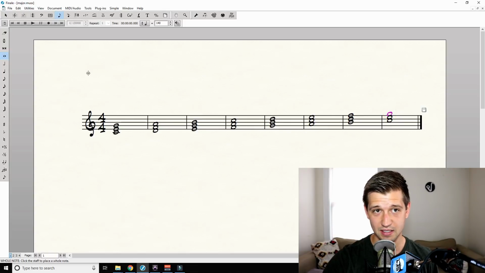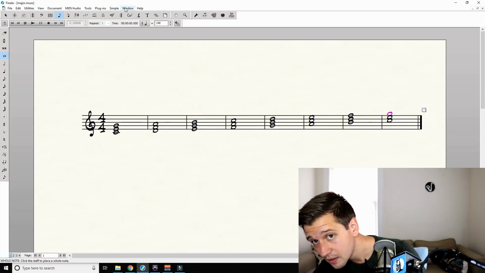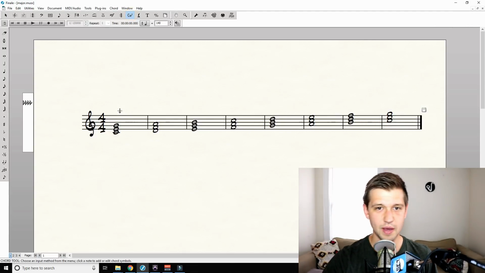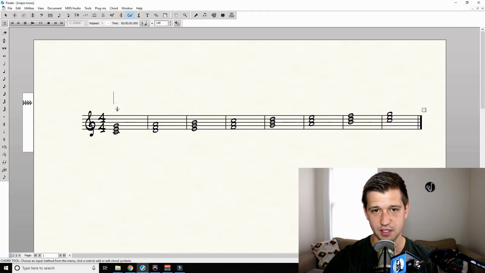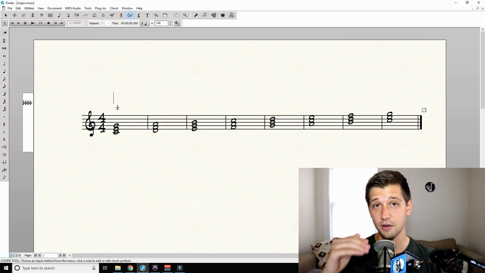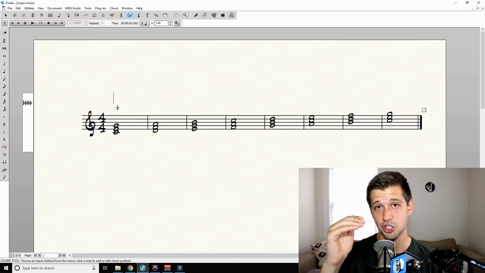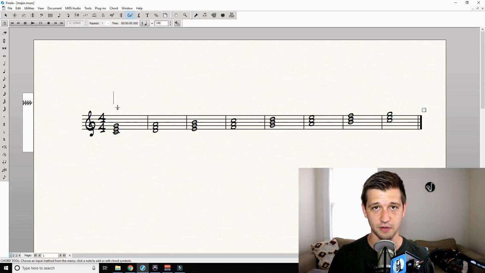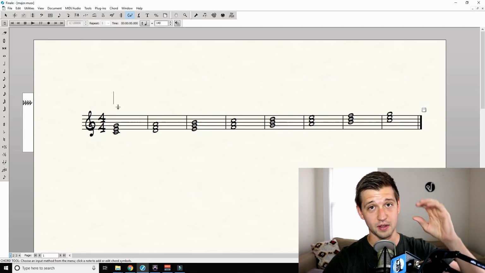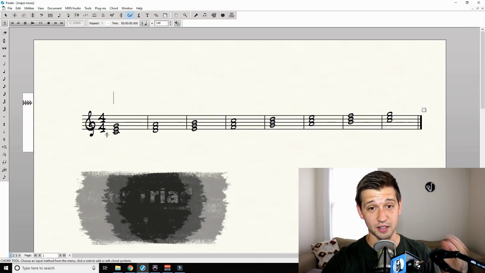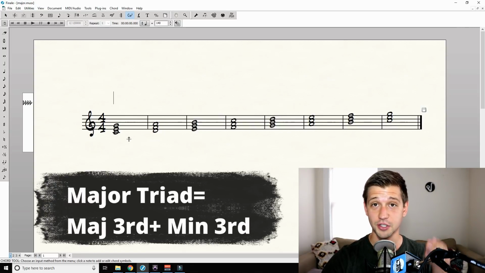Okay, we did that. Now let's start labeling these. So we have to identify what quality of chord this is. I have a major third starting C to E. Now, from E to G, that's a minor third. And I just know, because I understand formulas of chords, that that creates a major triad. A major third with a minor third stacked on top creates a major chord. And I can also hear that when I hear the chord because I have some ear training skills.